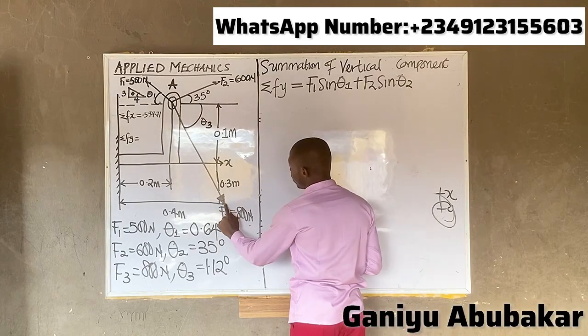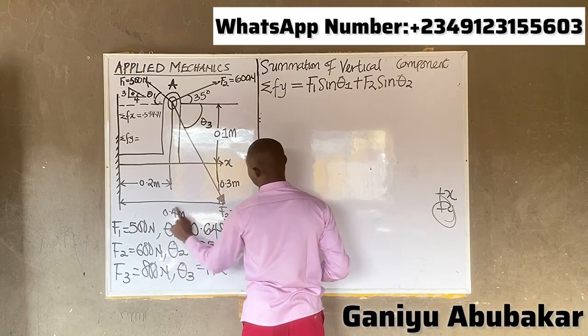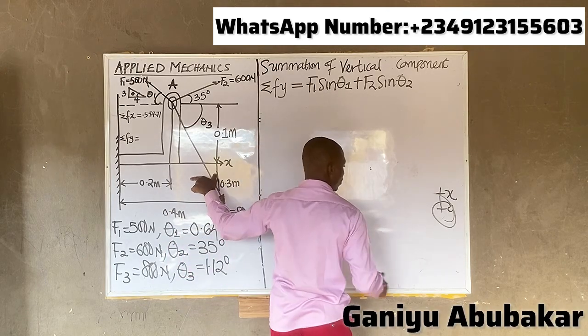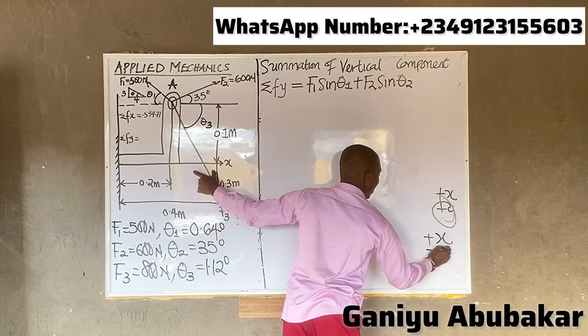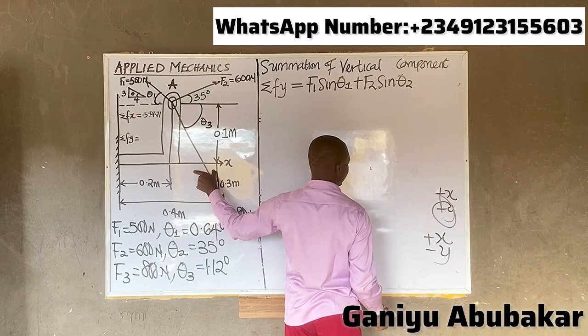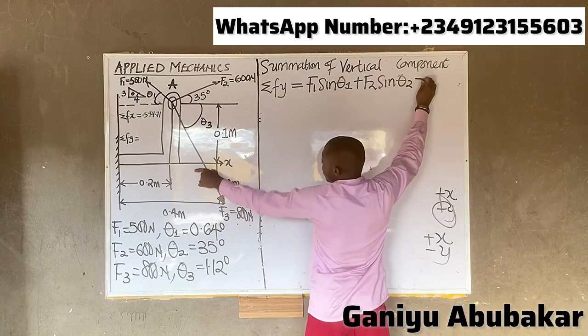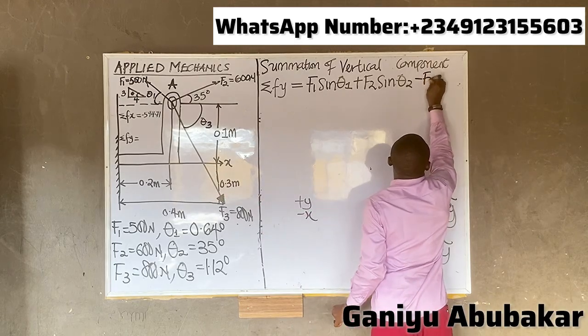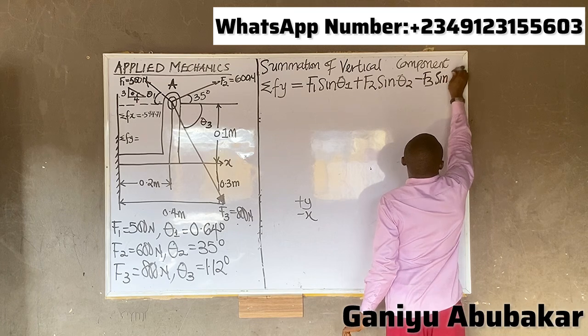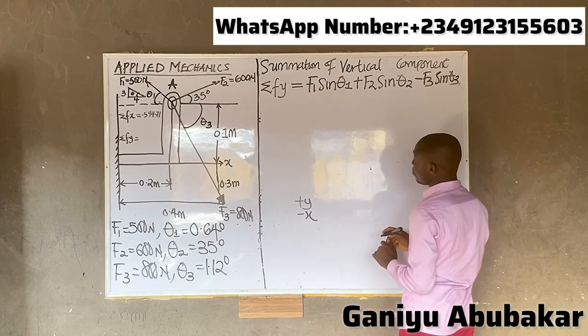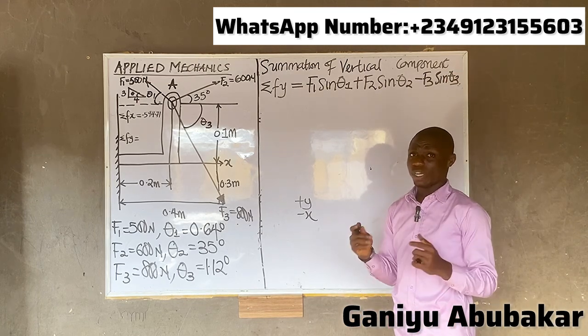Finally, resolve F3 to the vertical. For the third quadrant, we said take x as negative and y as negative. So I'll be having negative F3. F3, resolve it to the vertical, that gives you sine theta 3. Let's plug in values and let's see what we get from here.